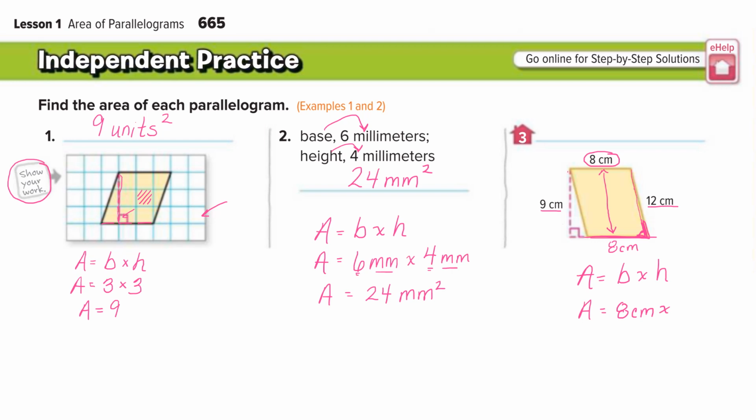9 is perpendicular, and I know it's perpendicular because of this little box. That little box tells me that that angle is 90 degrees, and 90 degrees means that it's perpendicular. So the height of this shape is 9 centimeters. Area equals 8 times 9, which is 72, and it's centimeters by centimeters, which means it's centimeters squared. So the area equals 72 centimeters squared.